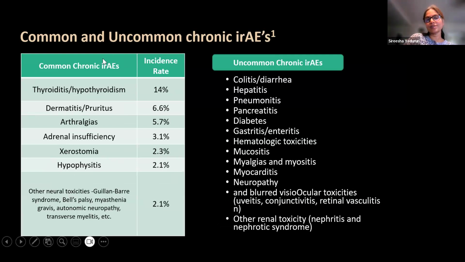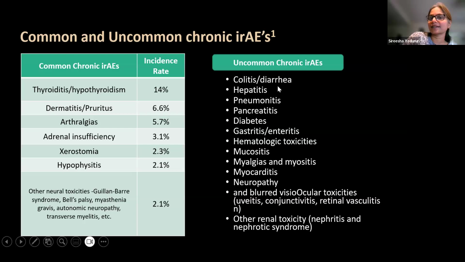Chronic, so those are acute. Coming to chronic immune-related adverse events, thyroiditis again is the first common one. Patients also have dermatitis, pruritus that can become chronic dermatitis, arthralgias, adrenal insufficiency. I've seen patients with adrenal insufficiency on lifelong supplementation. Xerostomia, hypophysitis, Guillain-Barré syndrome, Bell's palsy, myasthenia, they very rarely become chronic also.